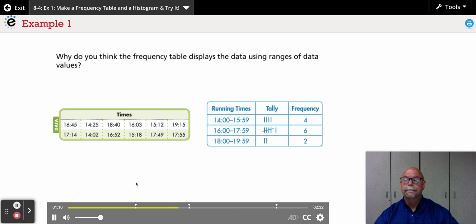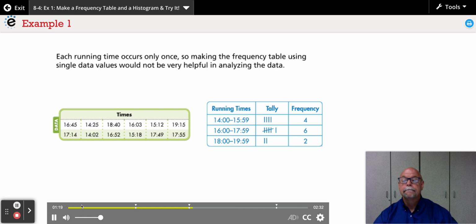Why do you think the frequency table displays the data using ranges of data values? All right, a couple of reasons could be organization. The best runners have the shorter times, if we're grouping them according to ability, things like that. Each running time occurs only once, so making the frequency table using single data values would not be very helpful in analyzing the data.